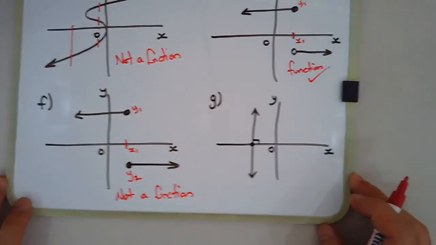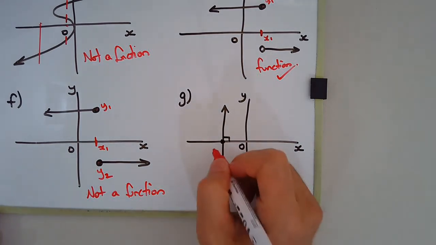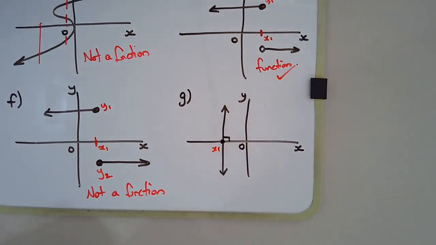So this one is not a function. Okay. And lastly, I thought I'd throw this one in. What about this? It's a vertical line. Function or not a function, a relation. Let's call this point x1, on the x-axis there. So this is a vertical line.